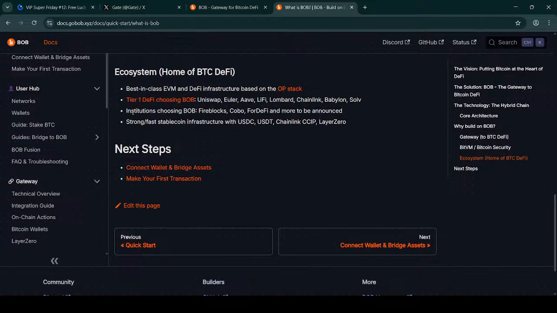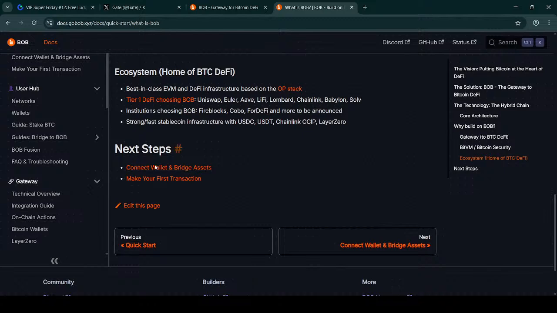So the ecosystem is the home of BTC DeFi, with best-in-class EVM DeFi infrastructure built on the OP stack. Tier 1 DeFi protocols on BOB include Uniswap, LI.FI, Lombard, Chainlink, Babylon, and Solv. Institutions choosing BOB include Fireblocks and Coinbase, with a strong, fast stablecoin infrastructure with USDC, USDT, Chainlink CCIP, and LayerZero.